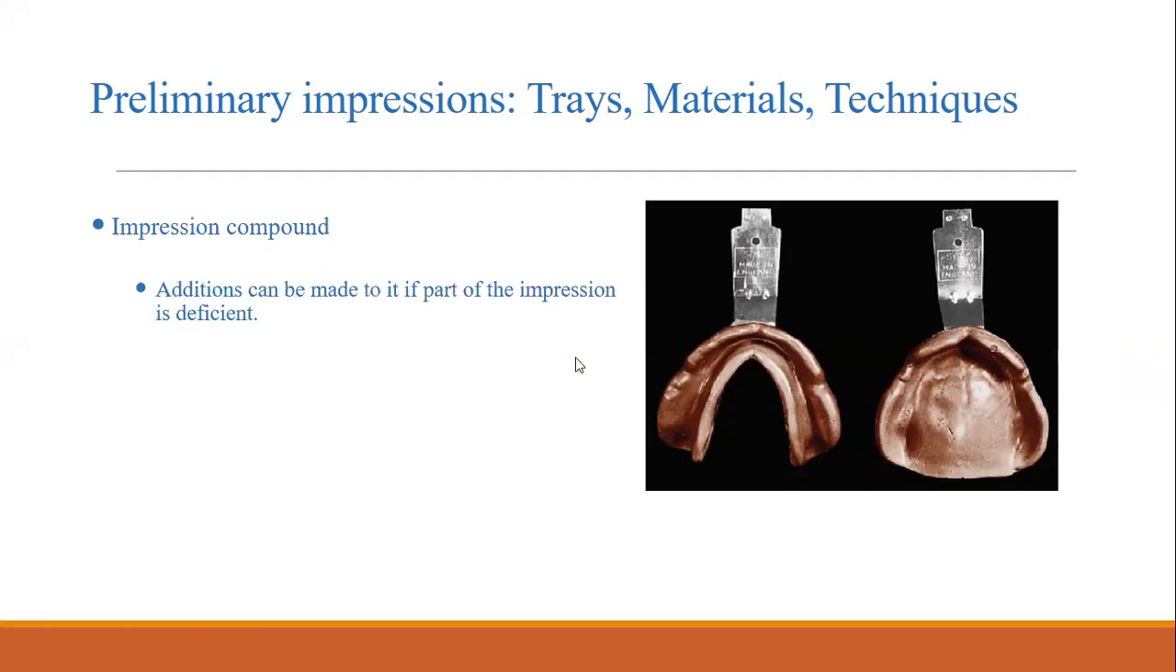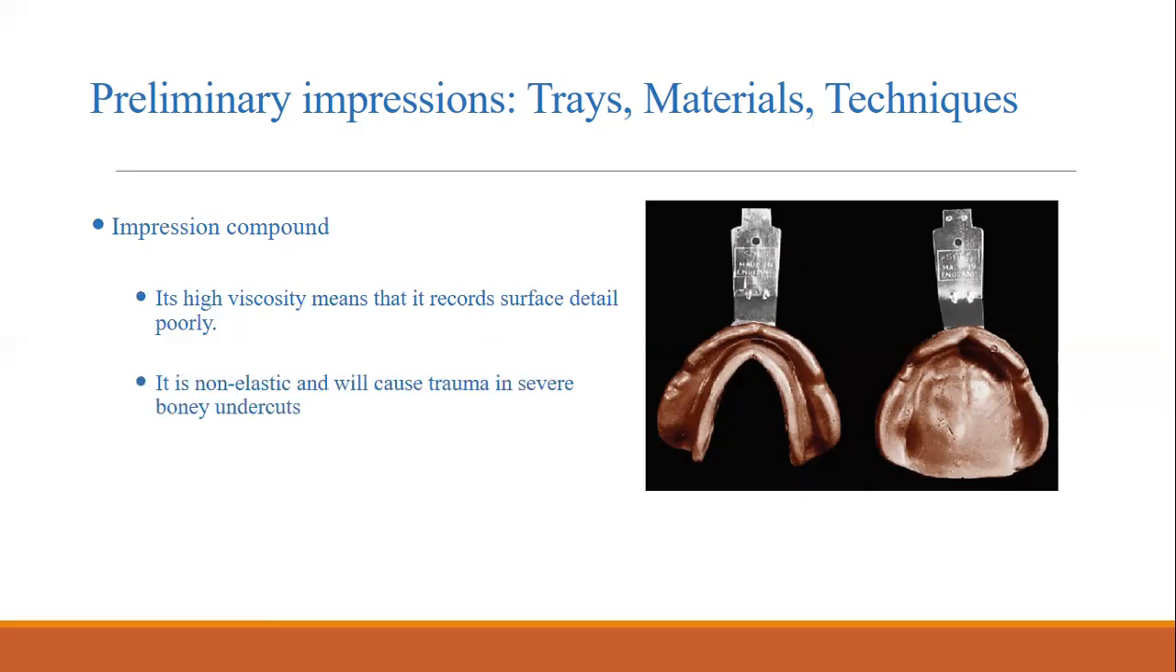هاي الحلو بهاي الماتيريال. Thermoplastic material and you can add to the material. مش بترجع تكب الماتيريال وترجع تاخذ جديد مثل الالجينيت خلاص irreversible. This material is thermoplastic. An impression compound it's high viscous means it records surface detail poorly. هاي إلها الدروباكس. it's non-elastic.